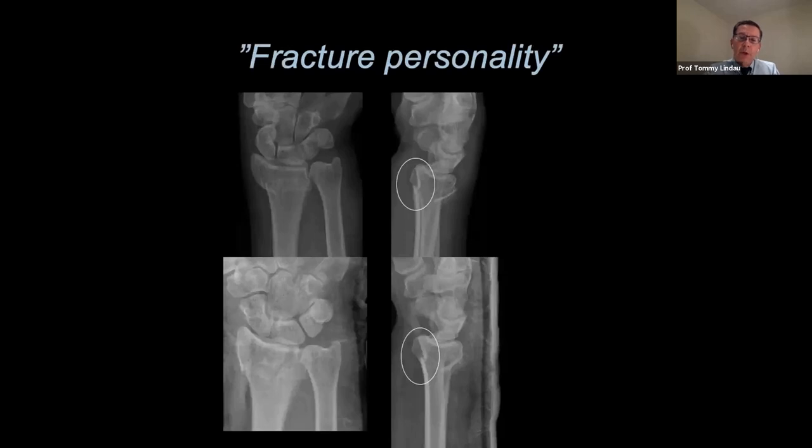If you look at the volar cortex in a slightly different view, you can see on this trauma film that the volar cortex is not hinged, it is overlapping. And in spite of a good effort of reduction, the post-reduction film shows that the cortices are still not engaged, causing a high degree of instability. And this is what you can see for yourself in the trauma clinic and the fracture clinic. And this is something we call fracture personality.